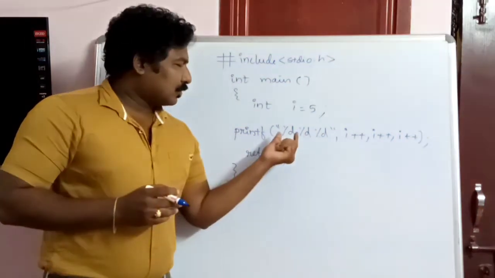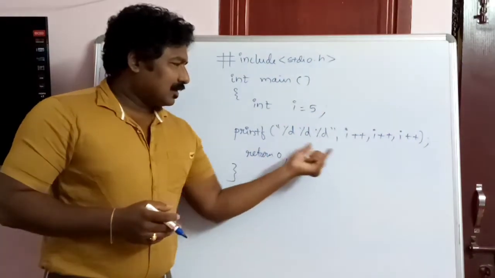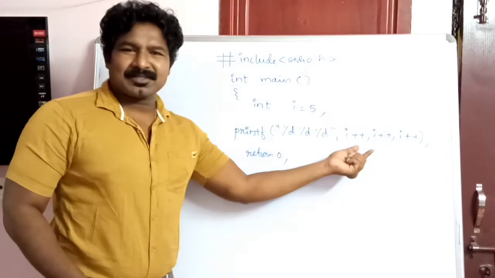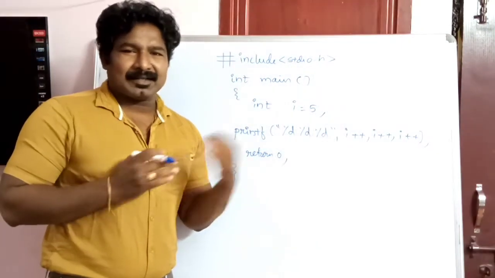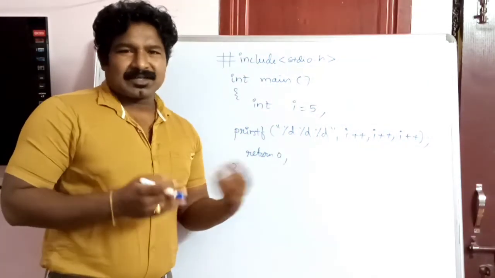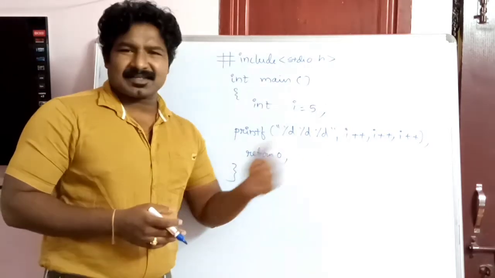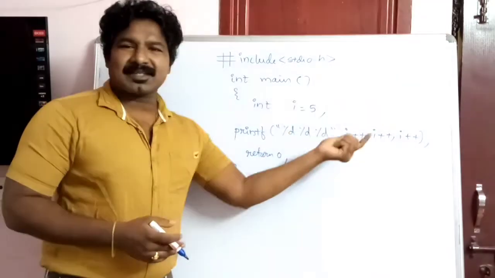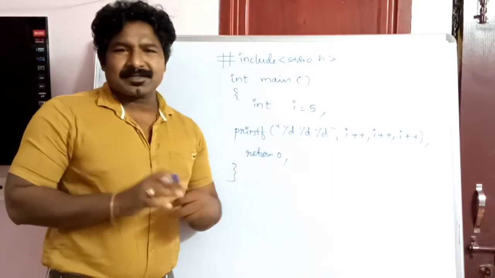So what does it give as an output? Here you are just printing the value of I with I plus plus. That means you are printing the incrementing of I 3 times. So what will the output look like? Some may predict that this will give 7 6 5 or 5 6 7. You may think of something like 5 6 7 or 7 6 5, so you will get different kinds of output.